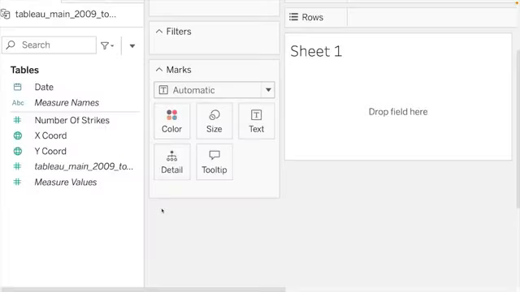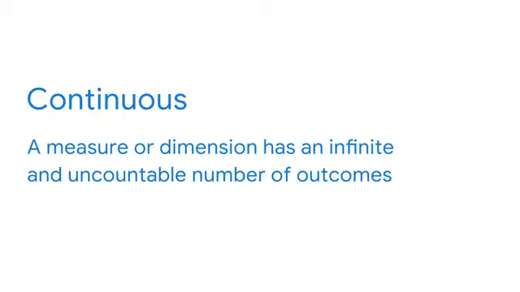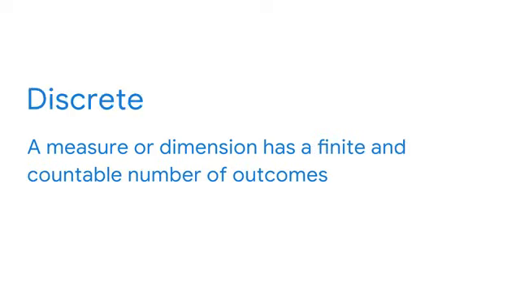The green and blue colors in Tableau indicate another aspect of the list of dimensions and measures in the Tableau Worksheet Data tab. Green indicates that the data field is continuous. Blue indicates that the field is discrete. The term continuous is a mathematical concept indicating that a measure or dimension has an infinite and uncountable number of outcomes. Discrete is a mathematical concept indicating that a measure or dimension has a finite and countable number of outcomes.